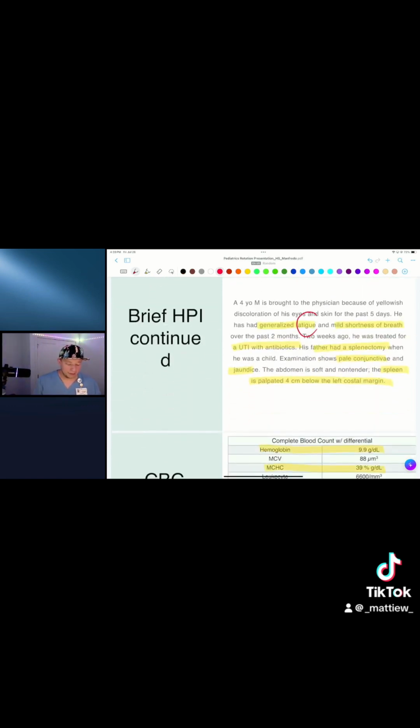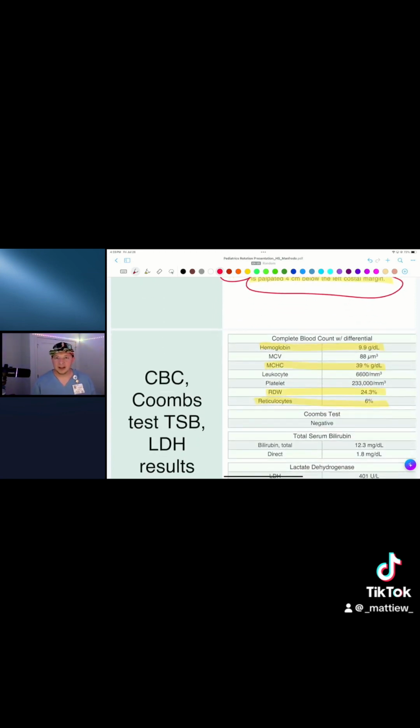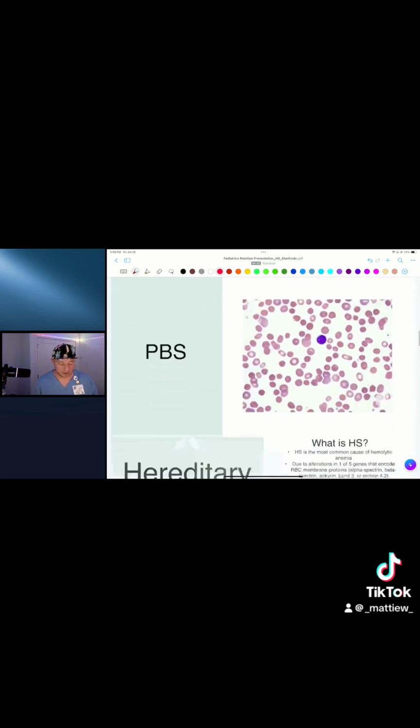I'm seeing fatigue, shortness of breath, that his father had a splenectomy, I see pallor and jaundice, and also just a big spleen in this patient. All of those things are screaming out to me that this is a hematological problem. We would have a bunch of different lab values, but I'm not going to go over those right now because I want to talk more about what exactly it is, rather than how we get to that differential. I just want you to understand what HS is and how it happens.